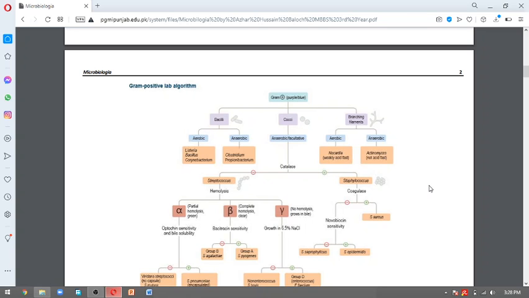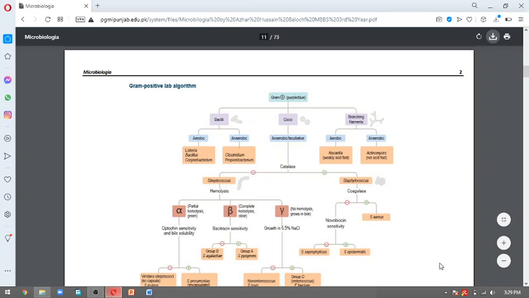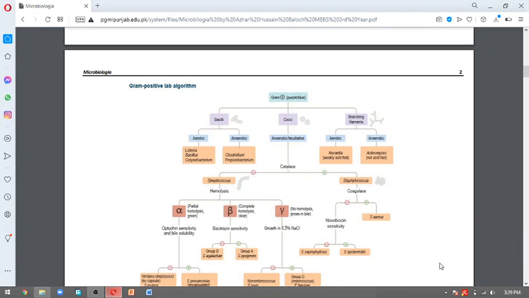If the optochin test comes sensitive, this is Strep pneumoniae. We know this causes lobar pneumonia, its most common cause, and it is an encapsulated organism. If the organism is optochin resistant, then we will place it into viridans streptococci. This organism does not have any capsule, and the organism is Strep mutans.